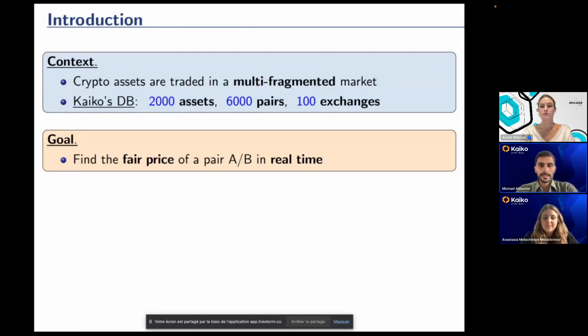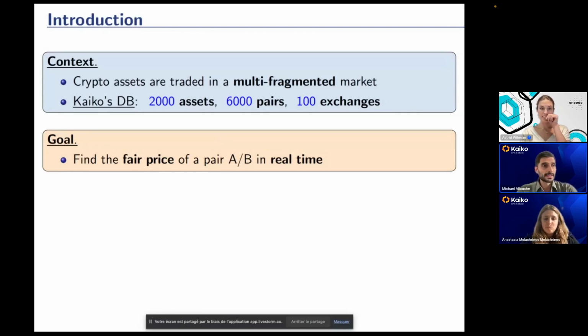So the goal is to find a fair price of any pair AB in real time. In Kaiko, we think that a fair price is defined as being an outlier resistant price. What we mean by that is that we don't want a price to be corrupted by just one, two, or three or a few trades. So it is not a smooth price. We don't want our price to just be as smooth as possible, but just as fair, as robust as possible. And this in real time and for any pair.